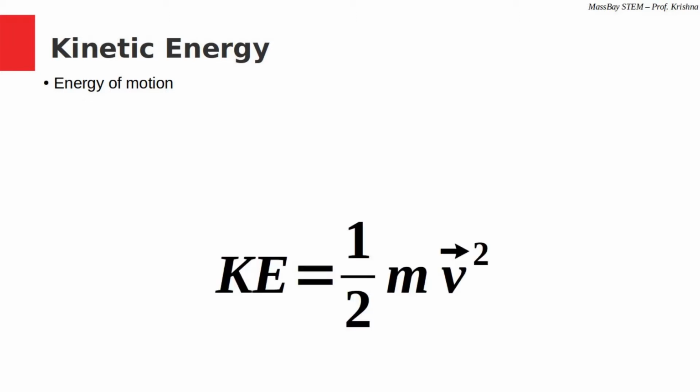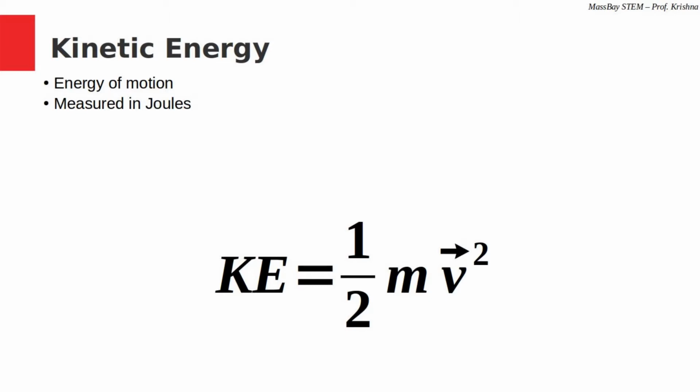The kinetic energy of an object is given by this equation. Kinetic energy equals 1/2 the mass of the object times its velocity squared, half mv squared. Like work, it is measured in joules.